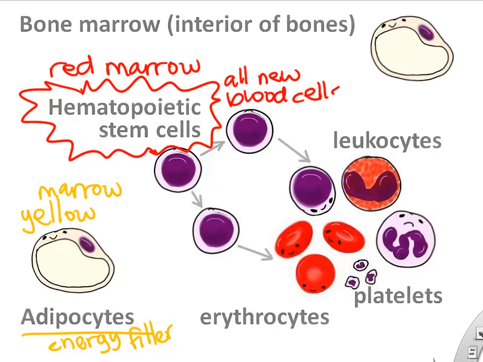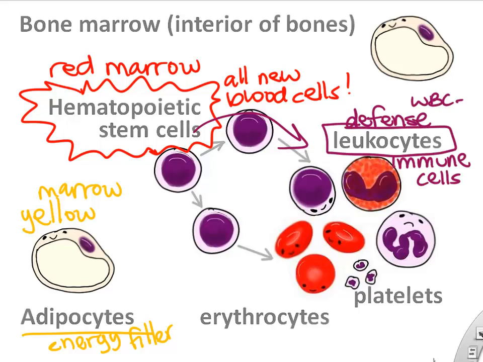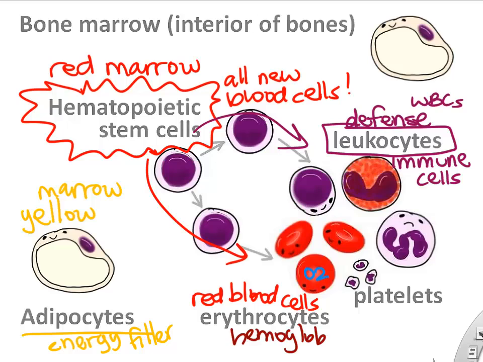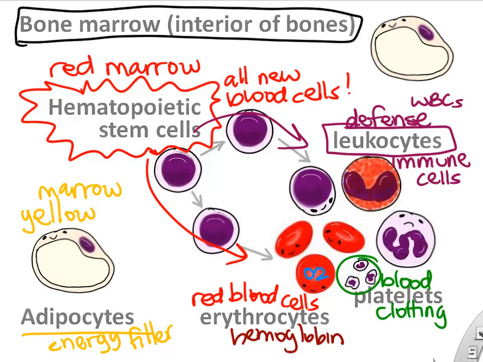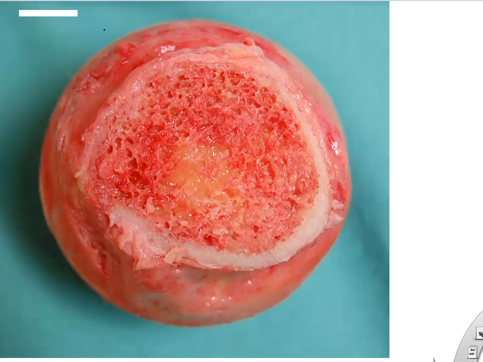The interesting stuff, though, is the red marrow found in certain parts of our skeleton, which gives rise to all our new blood cells, whether they're leukocytes for defense or erythrocytes carrying oxygen around the body attached to hemoglobin, the protein inside those erythrocytes. The bone marrow also makes those little platelets which help in blood clotting. So red bone marrow gives rise, using these hematopoietic stem cells, to all the cells of our blood.